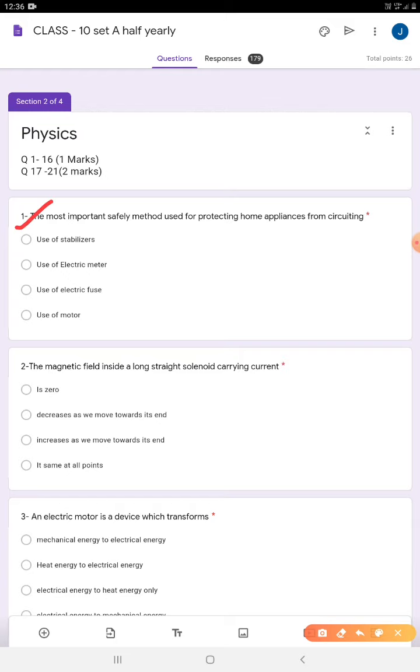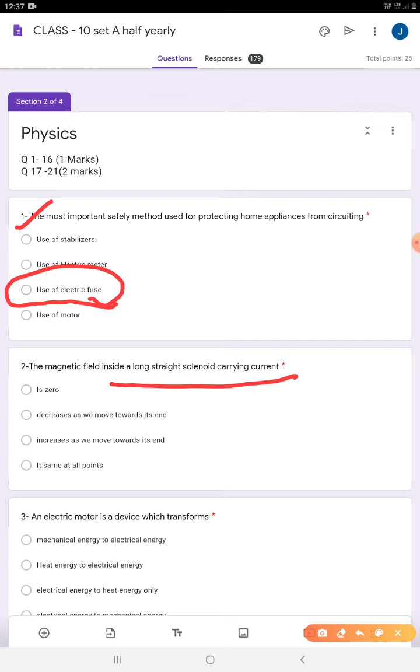The most important safety method used for protecting home appliances from short circuiting, I should say. Okay, as we know that when there is a short circuit, the live wire and neutral wire meet, and the current is in excessive amount. So we use at that time an electric fuse. This is an important thing, that we use an electric fuse to save our home appliances from difficulties like short circuit. Okay, now question number 2.